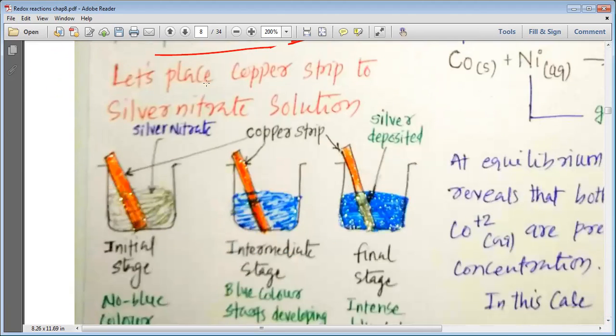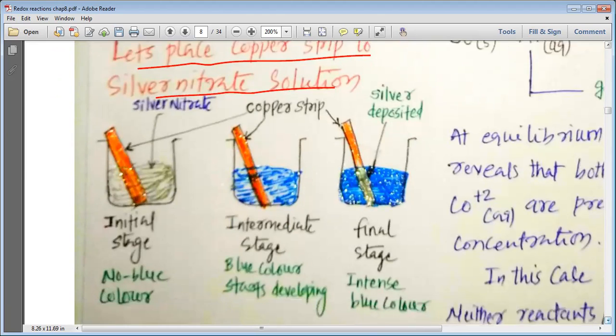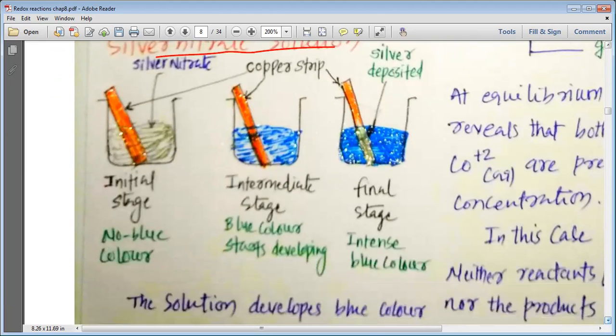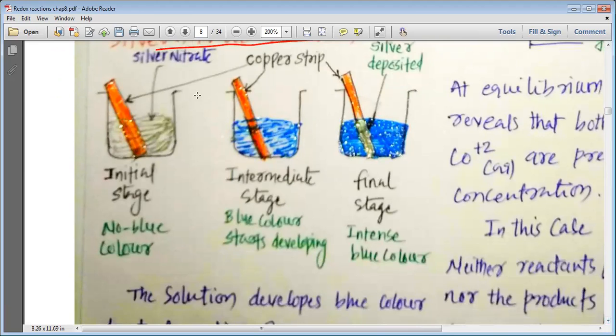But now we can do one more thing. Let's place the copper strip into the silver nitrate solution. Instead of zinc sulfate, we put the copper strip into the silver nitrate solution. Now here you can see the figure on your screen, my dear students, that we have this silver nitrate solution. We have put the copper strip into it. In the initial state, there is no blue color.